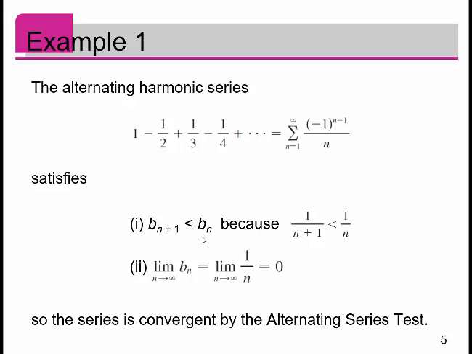And the limit of this general term, b sub n, is the limit as n goes to infinity of 1 over n, which equals 0. So this series is convergent by the alternating series test. And this was just a short video with this single example because this stuff tends to be pretty straightforward and relatively easy.